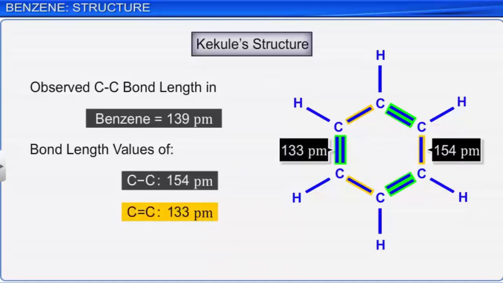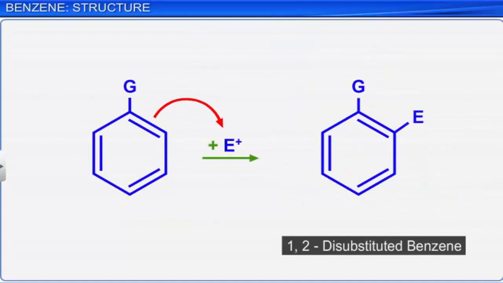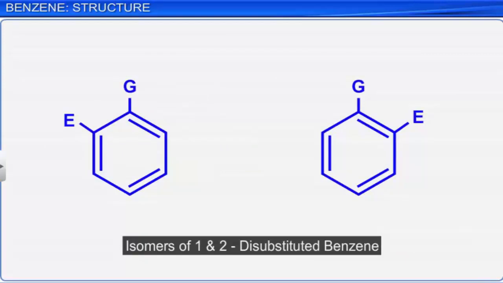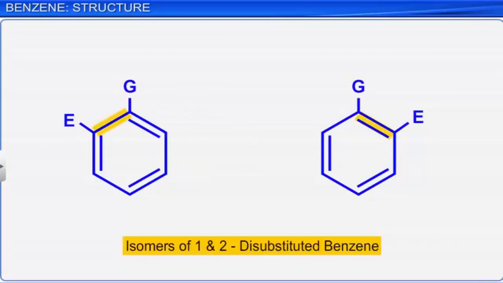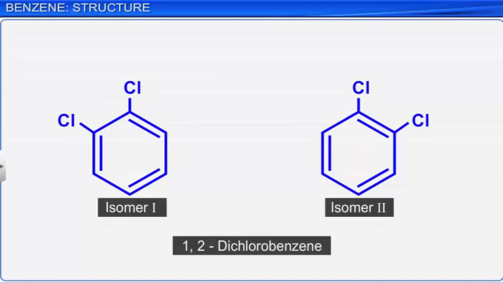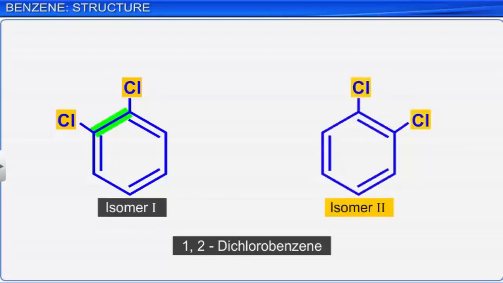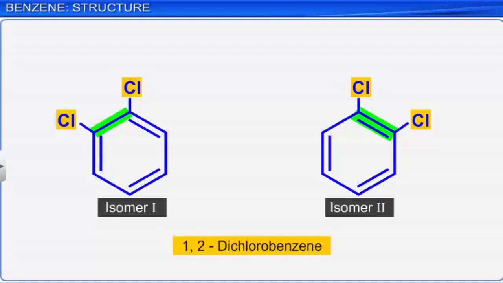This structure cannot explain the formation of only one 1,2-disubstituted benzene, because, according to this structure, two isomeric 1,2-disubstituted benzenes should result. For example, as shown here, in isomer 1, the two chlorine atoms are attached to carbon-carbon single bond, whereas in isomer 2, the two chlorine atoms are attached to carbon-carbon double bond. Hence, there is a possibility of two isomeric 1,2-dichlorobenzenes. However, experimentally only one 1,2-dichlorobenzene product is obtained.